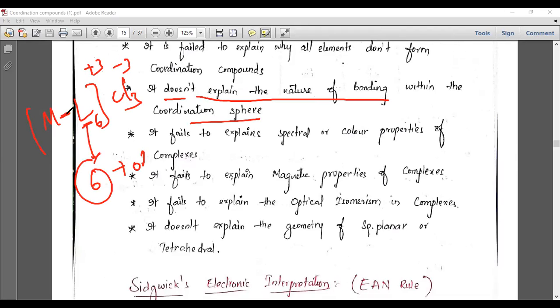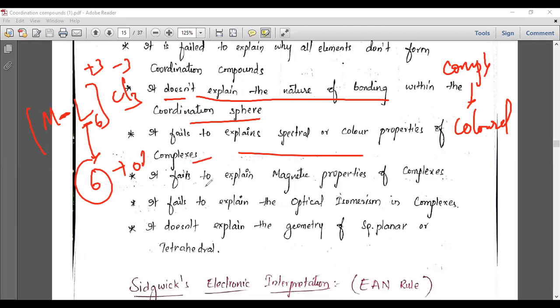But what actually is the bonding type between this metal and ligand? So Werner did not tell that, and he fails to explain the spectral and color properties of the complexes. You know that every complex is particularly colored. 90% of the complexes are colored. They will definitely show color. But why will they show color?